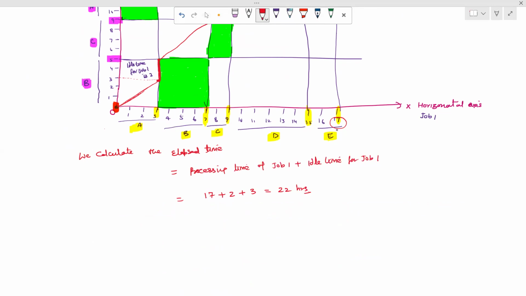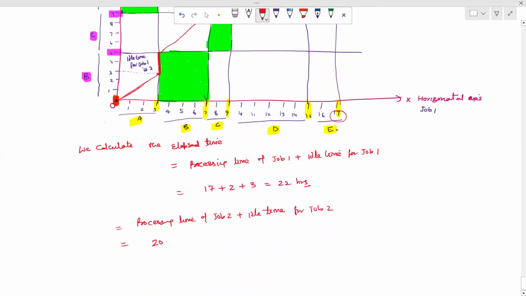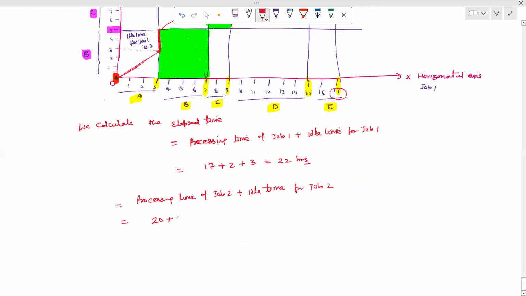So now for the second, we write down the processing time of job 2 plus idle time for job 2. So what is the processing time for job 2? Which is 20. So processing time of job 2 is 20, the last point. Plus idle time, we have 2 hours. So here only 2 hours is idle time for job 2. So 20 plus 2, which is also equal to 22 hours.